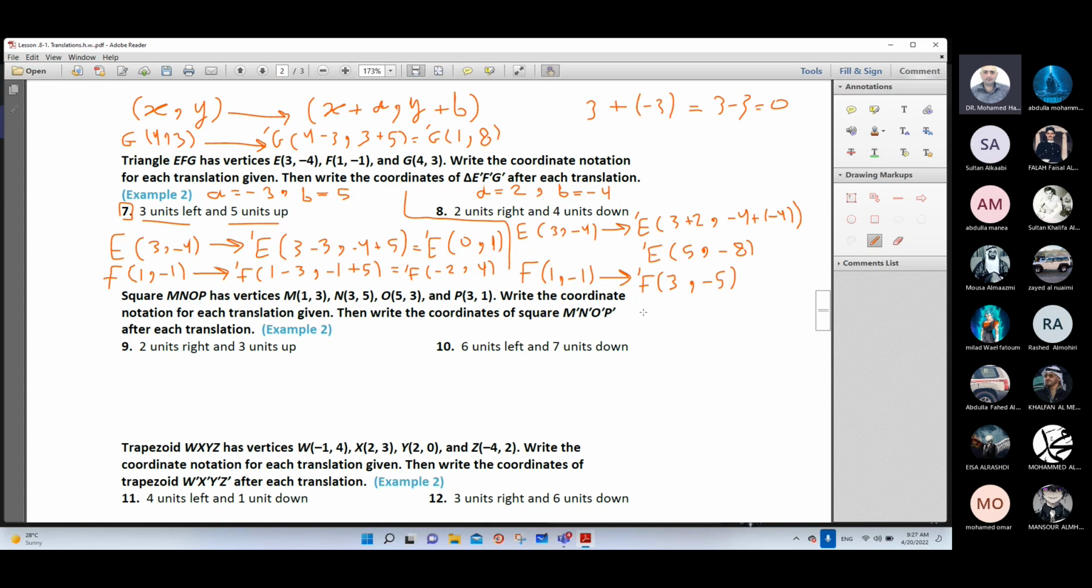And the last vertex, G, 4, 3, translation will be G prime, 4 plus 2 will be 6, and 3 plus minus 4 will be minus 1. Who has any question about this exercise? No questions?